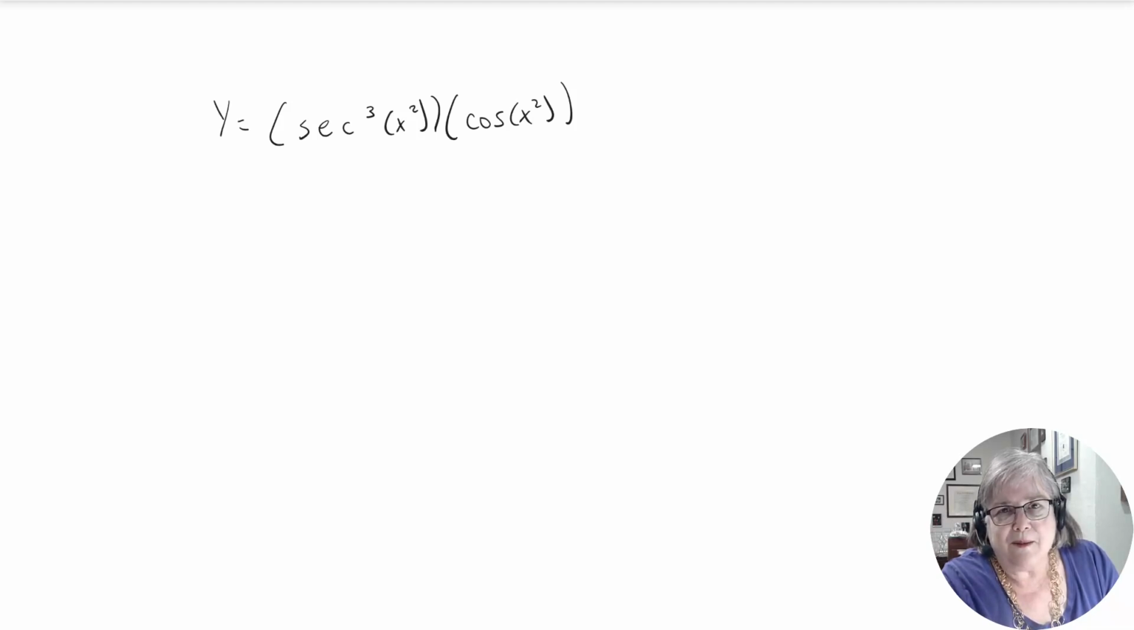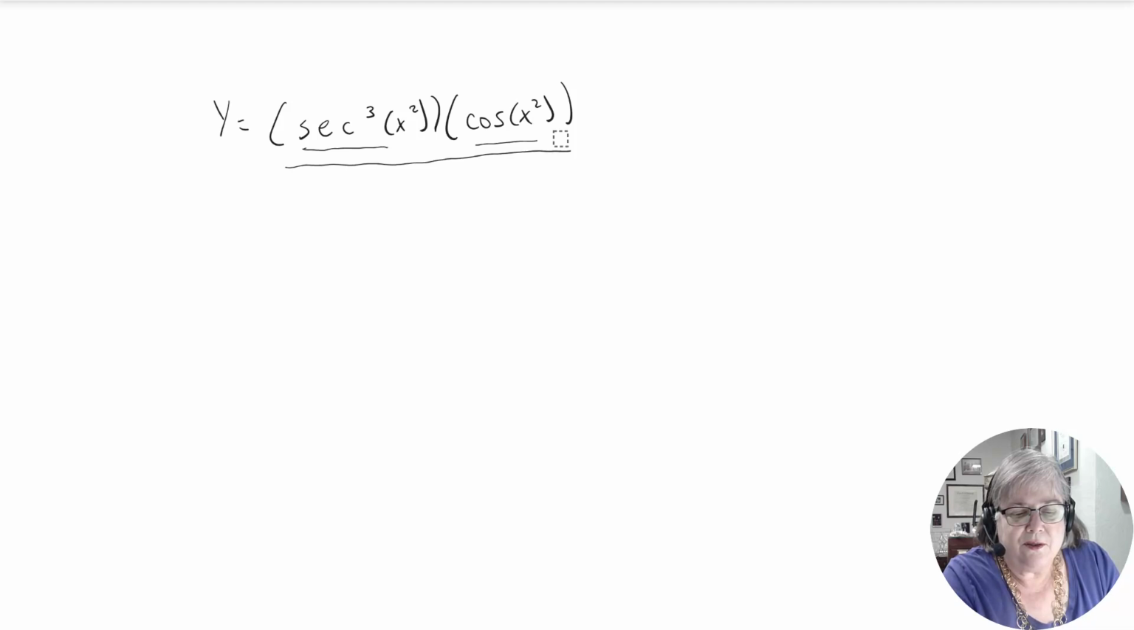Now, sometimes to find what the outside is, it's easier to start from the inside, work your way out, and go, okay, so this is a cosine x squared. This is a secant cubed x squared. That's the inside of those parentheses. And then when you work your way all the way out, you have a product. So the outside of this is a product rule. So when you do the chain rule, you start from the outside and you work your way back in.